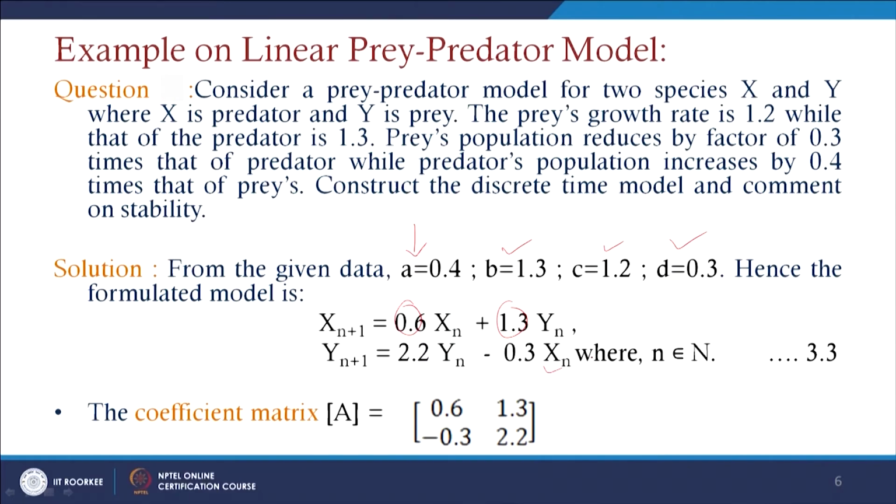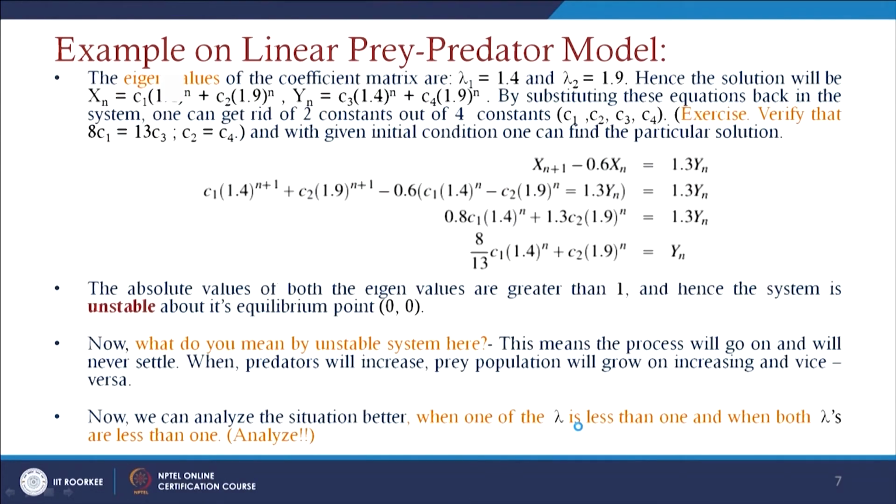So, if you write this coefficient matrix here, then it takes the values 0.6 for the first coefficient, then 1.3 as the y_n coefficient, then the x_n coefficient here is nothing but minus 0.3, and the y_n coefficient is written as 2.2. If you write this in matrix multiplication form, then we can write A times x_n, y_n. So, this is the complete system we can represent.